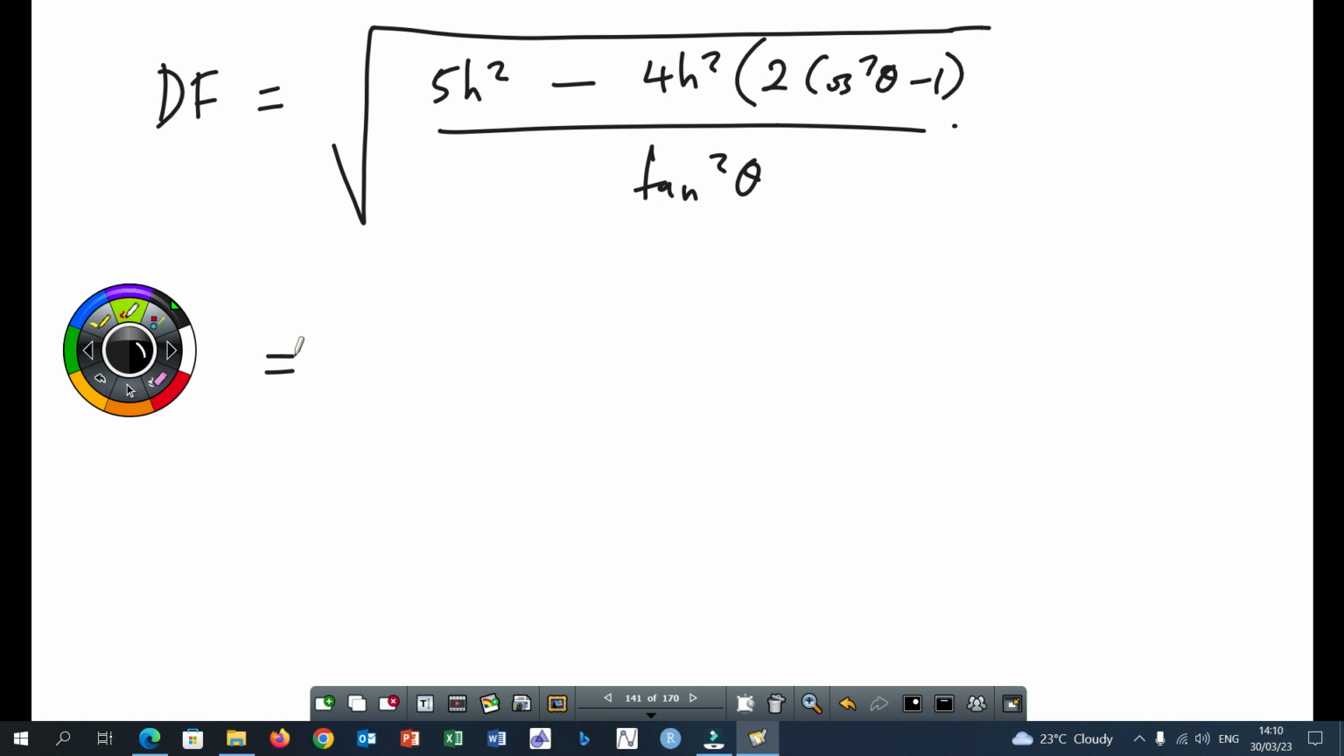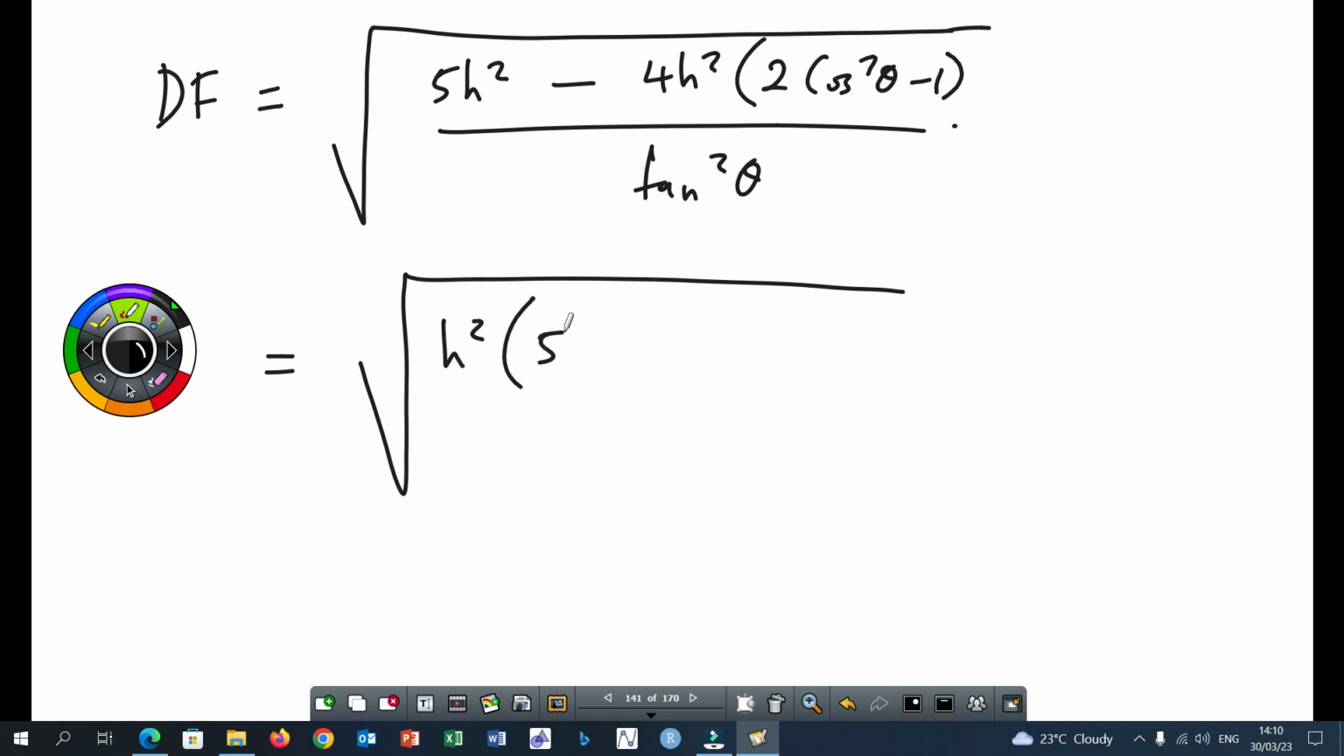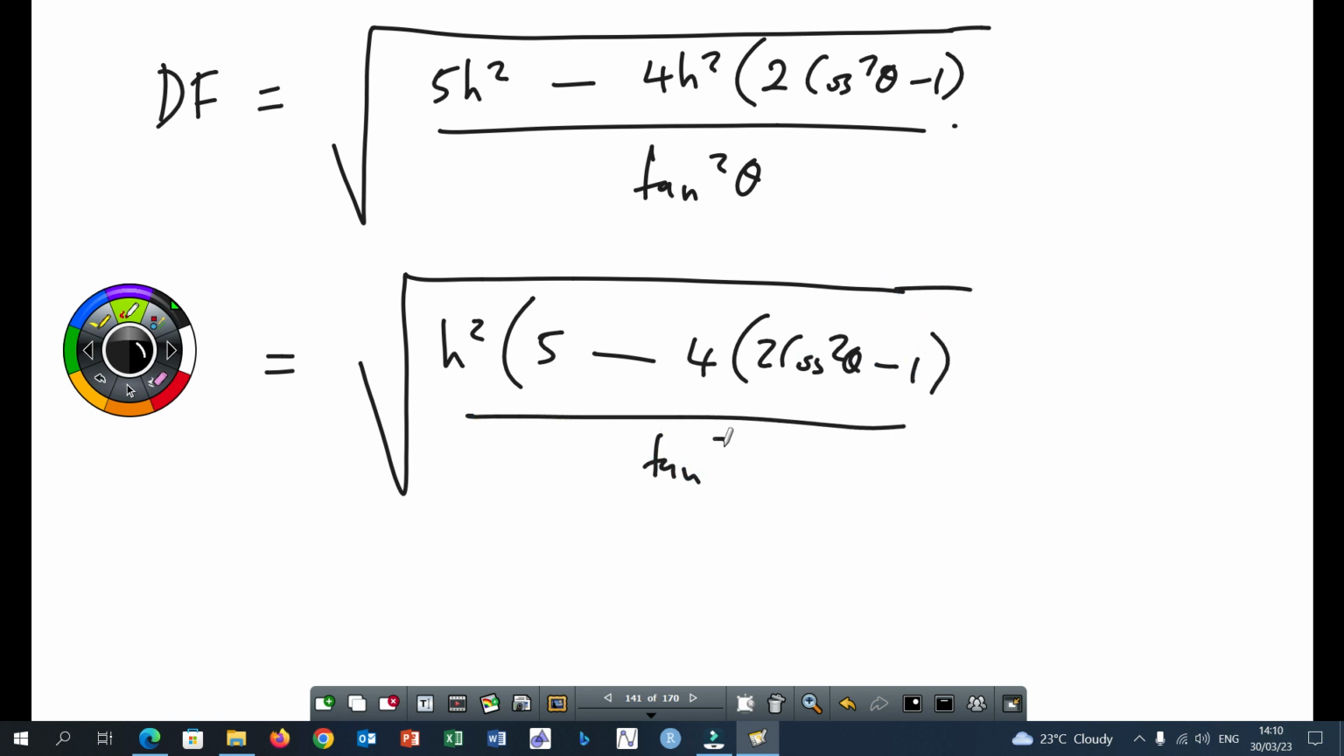So I can take out a common factor, which is h squared. So if I take out a common factor, I'll have h squared times 5 minus 4 times 2 cos squared, that will give me 8. But let me just rewrite it to avoid unnecessary silly mistakes there. Right, so this is all over tan squared theta. Now this is a perfect square, so I can find its square root. I can take the h outside. So I can have h here, open bracket.